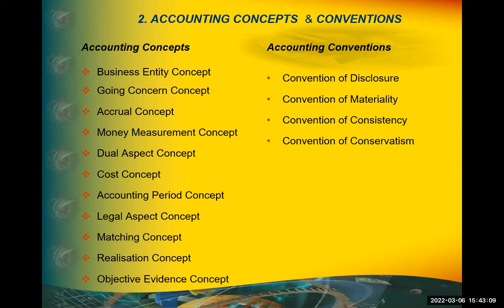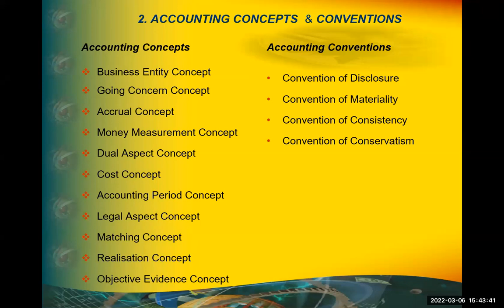Look at this side. To support these concepts, we have some conventions also. Over a period of time, we develop some custom, some practice, that becomes a convention of accounting. Accounting convention. First one is the convention of disclosure. We have to disclose the accounting policies to the stakeholders or the readers of accounting information. We discussed in the previous class, internal users. Those people should be aware of what's happening in the company about accounting policy.